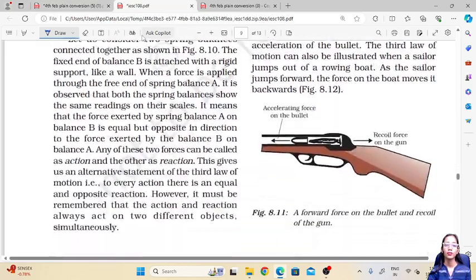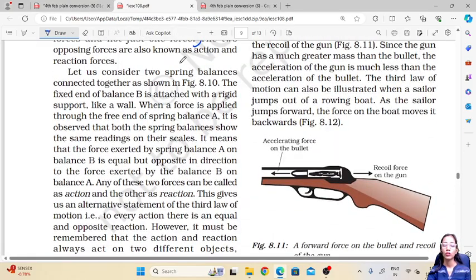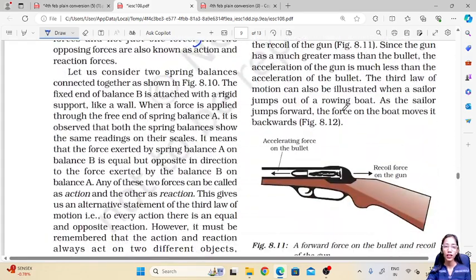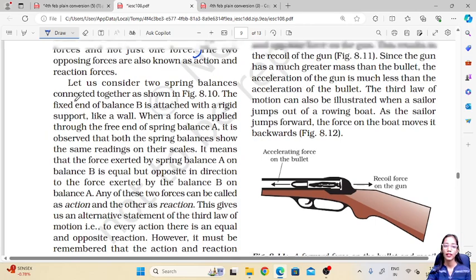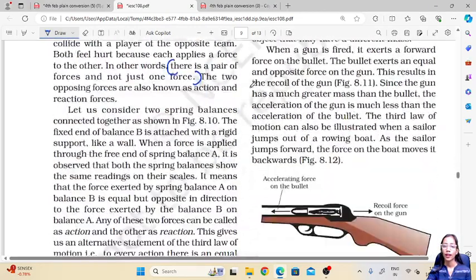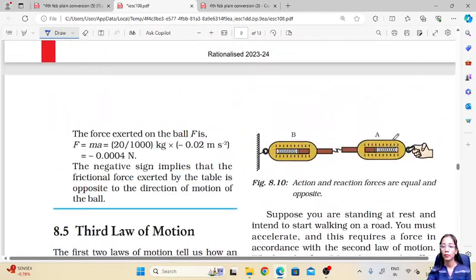Now there is one example over here to understand the third law of motion. Let us consider two spring balances connected together. There are two spring balances over here, spring balance A and B, connected together. Now the fixed end of balance B is attached to a rigid support like a wall. So balance B, this is the fixed end, is connected to the rigid support like a wall, and the free end is connected to spring balance A.